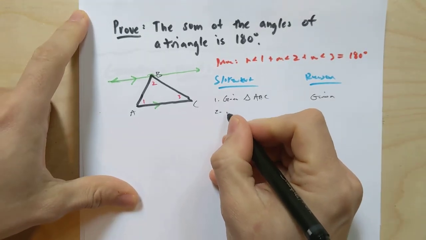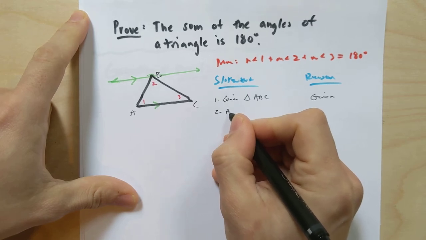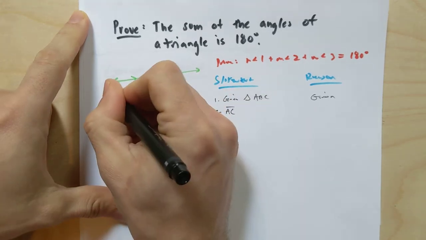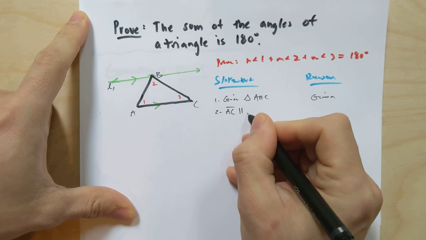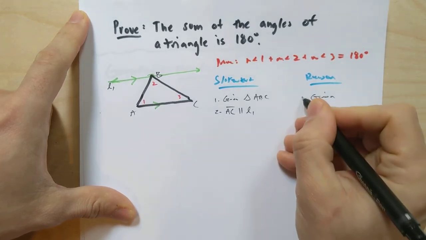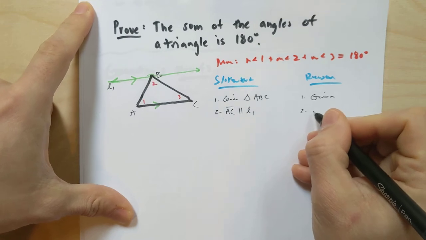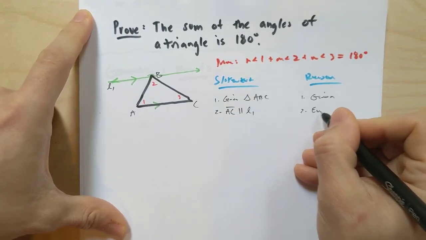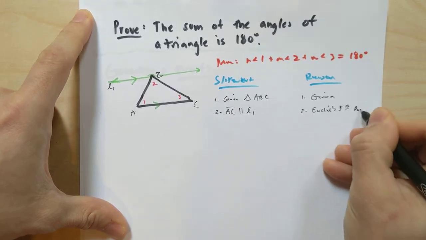Well, I'm going to say that there exists a line, and I'm going to call it L1 just for fun. I'm going to say AC is parallel to L1. And now what allows me to say that? Well, this is something I'm going to call by this name, and there's a good reason for it. This is actually Euclid's fifth postulate. I'm going to explain it in just a second.